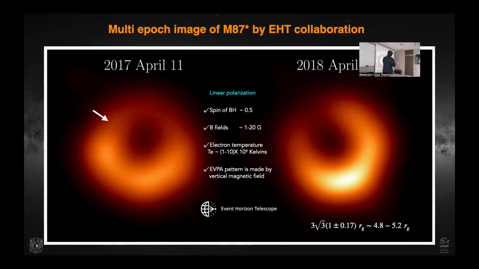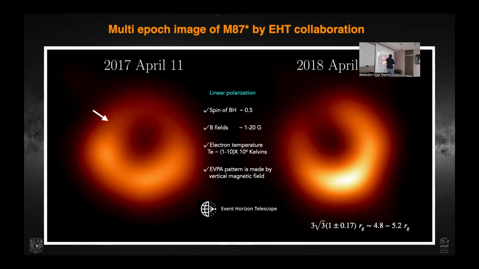Just to say some general characteristics of the image. For M87, our best model is telling us that the black hole is a spinning black hole with a 0.5 spin parameter. This is a dimensionless parameter, but we translate this to the speed of light. This is 25% of the speed of light, okay? So it's very highly rotating.